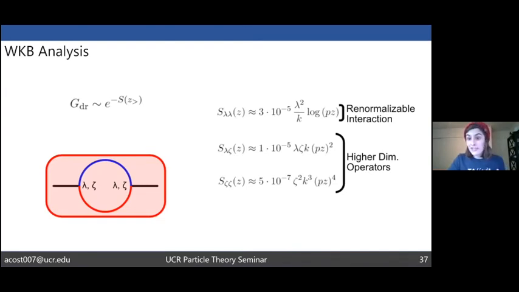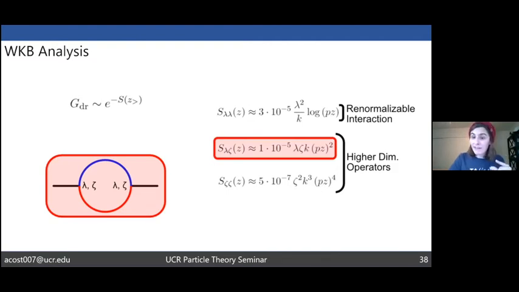The renormalizable lambda-lambda interaction gave us a log in PZ, 10 to the minus 5 times a log, times some couplings and stuff. The lambda zeta contribution gave a 10 to the minus 5 times a PZ squared. And we're looking at large PZ because this is the regime in which they're oscillating exponentials. So this lambda zeta is in general going to be larger than this lambda lambda. Then the definitely higher order contribution is this 10 to the minus 7 times PZ to the 4th. So as I mentioned, this is going to be our leading contribution.